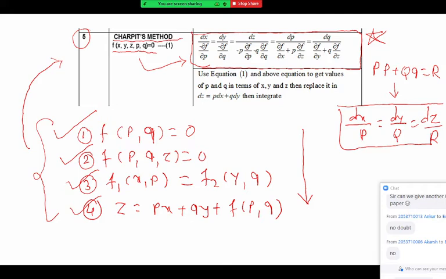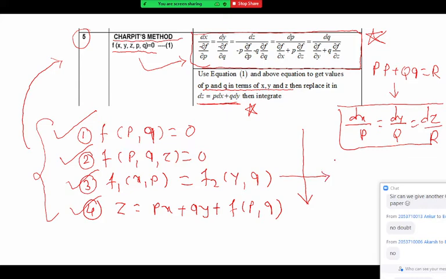Suppose it is not in any of these 4 forms, you have to go for Charpit's: write the Charpit's auxiliary equation, and from it our aim is to find the values of p and q in terms of x, y, z. Once we get the values of p and q, we replace them in the standard equation dz equal to p dx plus q dy, and integrate. We get the answer.